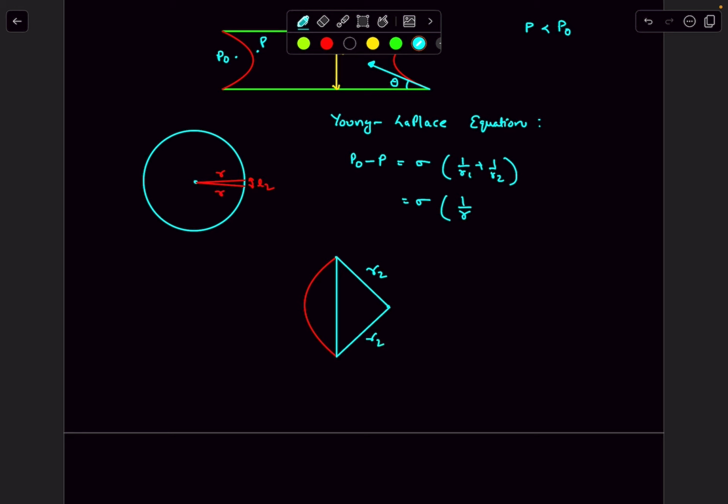Okay, so now if you observe, the contact angle was given to us in the question. So if I draw a tangent at the end, the angle it makes with the horizontal was given to be theta. Now if you observe, the tangent is perpendicular to the normal. So this whole angle is 90 degrees.